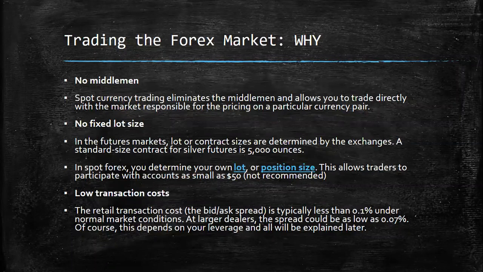Another reason why is there's no fixed lot size. In the futures market, a lot or contract sizes are determined by the exchanges, and a standard size contract for silver future is 5,000 ounces. Okay, that's just some little extra information. In the spot forex, you determine your own lot size, and a lot, what I'm referring to as your own lot, basically, that's your position size or your trade size.